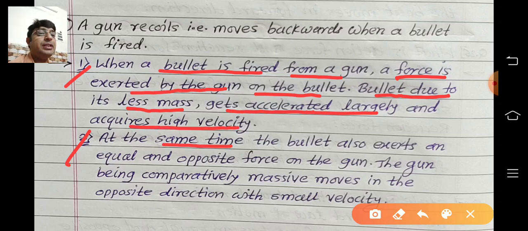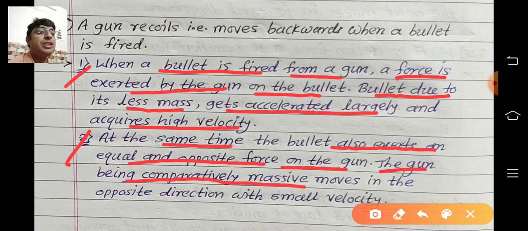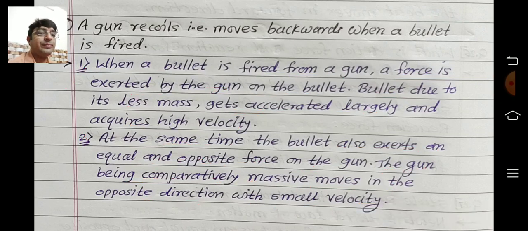At the same time, the bullet also exerts an equal and opposite force on the gun. The gun, being comparatively massive, means more mass, moves in the opposite direction with a small velocity. So there is a difference in the mass of the bullet and the gun, and that's why this happens. The gun recoils, that is, moves backward slowly as compared to the bullet.